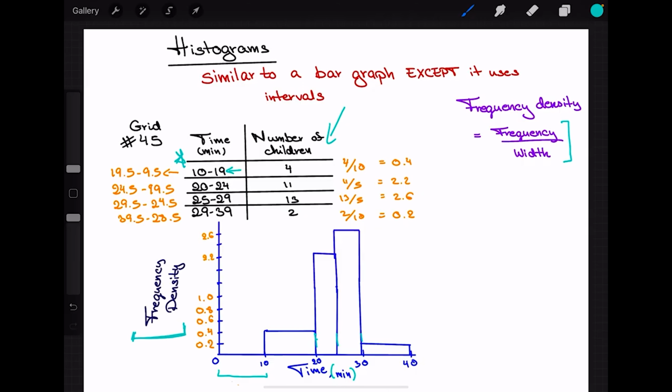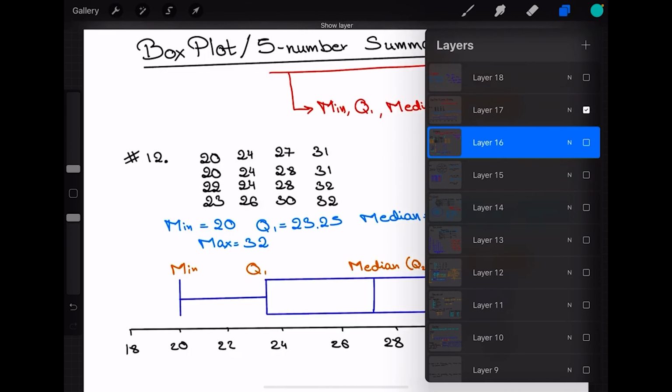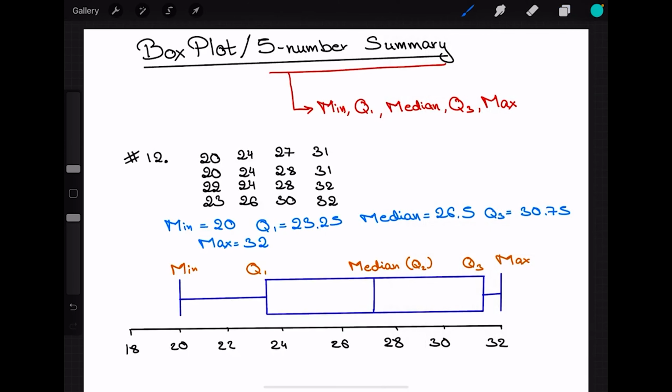Now we'll move on to the box plot, or the 5-number summary. Whenever a question asks for a 5-number summary, they're referring to the minimum, maximum, the lower and upper quartiles, and the median. These are the 5-number summary. The box plot is just the visualization of the 5-number summary.